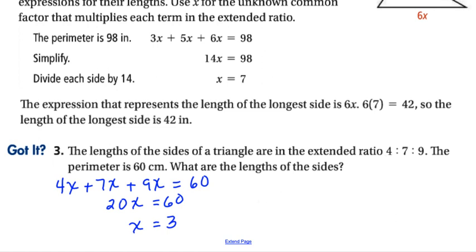4 times 3 gives us 12. 7 times 3 gives us 21. And 9 times 3 is 27. If you were to add those together, you would get the perimeter of 60 that we said in the problem.